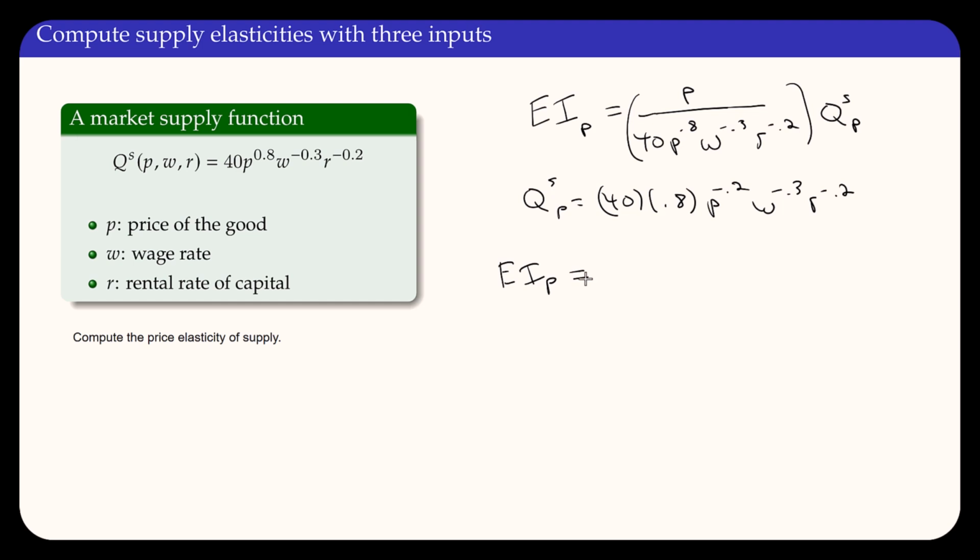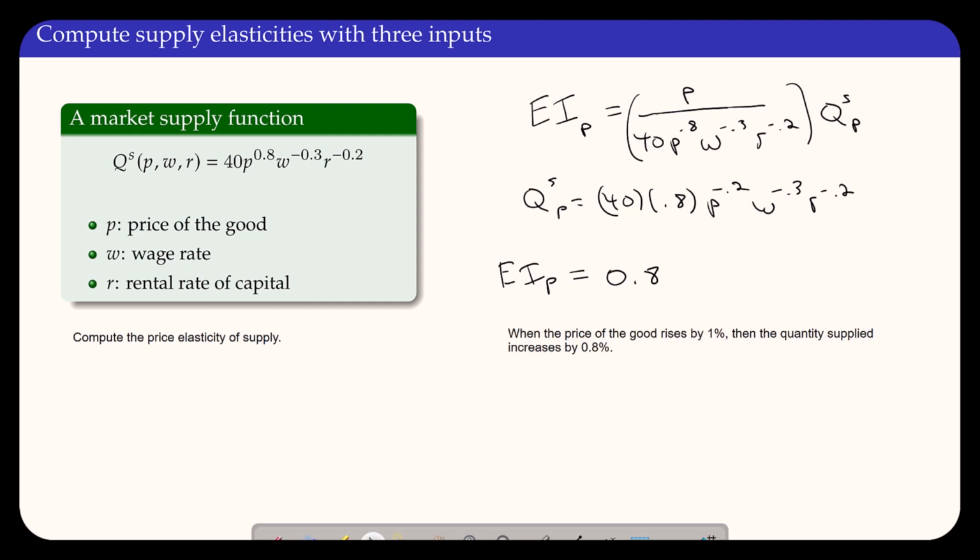The price elasticity of supply is going to be equal to, after some simplification, 0.8. And so we can compute supply elasticities using the same formula as our demand elasticities. And we see that adding an additional variable had very little impact on our answer.